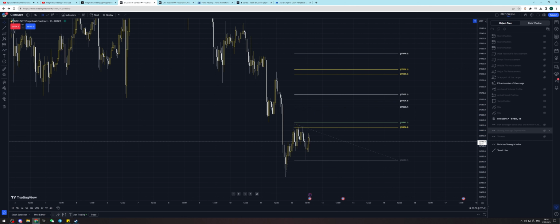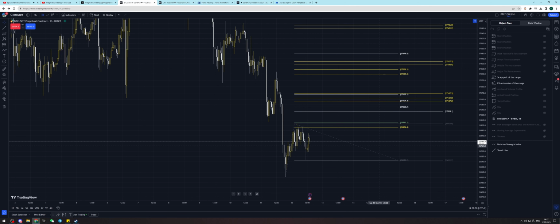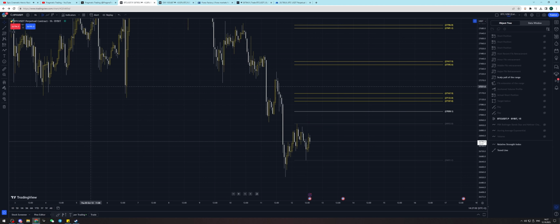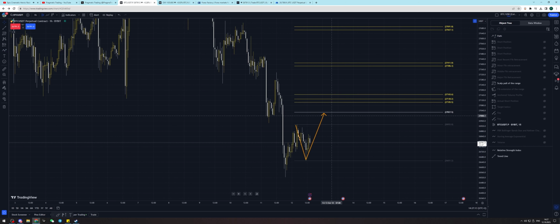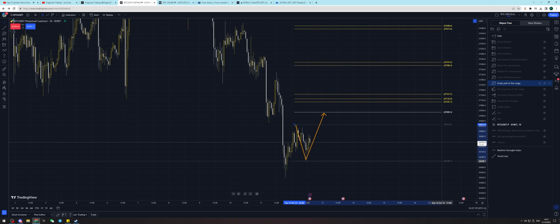Besides that, what do I have? I have a scalp pool of the range. I am measuring the upwards potential of this move down. The first level of interest is at 27.28, and if we switch back from log to non-log chart, the targets are a little bit different. Let's be more precise. Let's put it here.